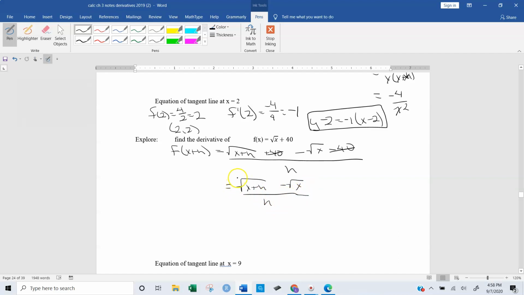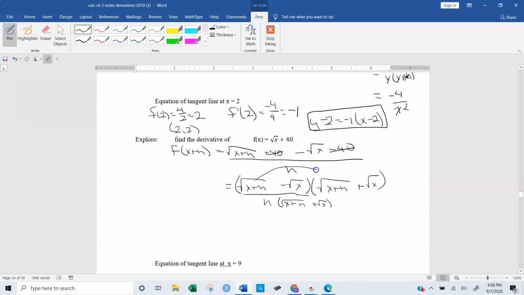So let's try getting rid of these square roots. Remember that conjugate thing? It might come in handy here. Square root of x plus h plus the square root of x. But whatever you do to the numerator, you got to do to the denominator.